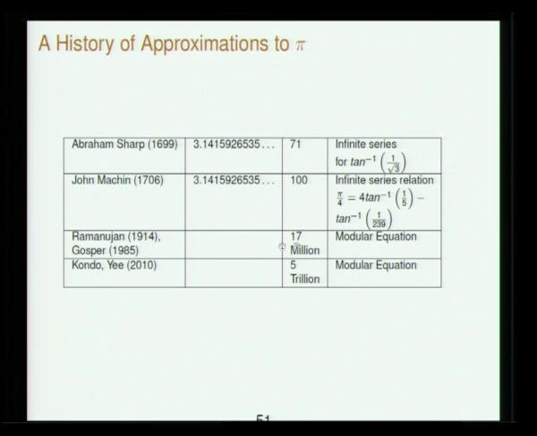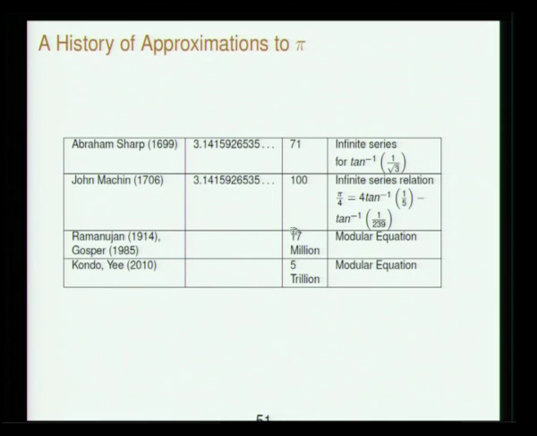Then there are various other things, but we can see in recent times Ramanujan in 1914 came up with a very interesting series for pi using modular equations, and that created a small record at that time. In the 1980s people calculated pi to about 17 million decimal places. Today's achievement is about 5 trillion.